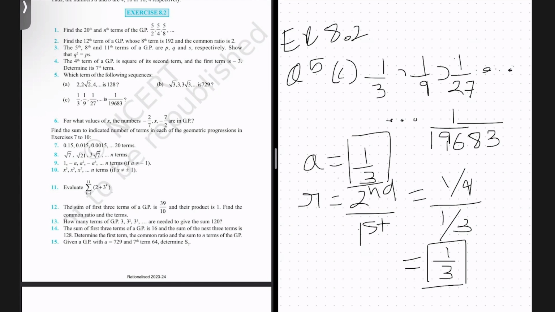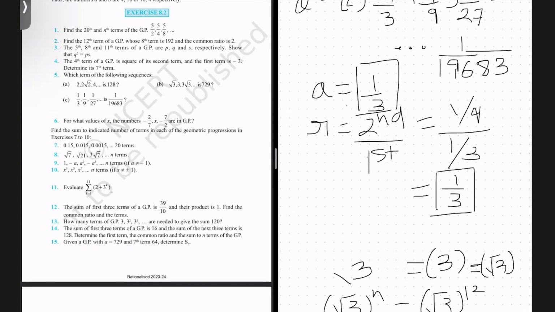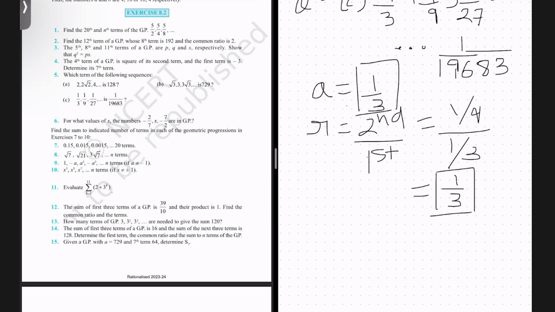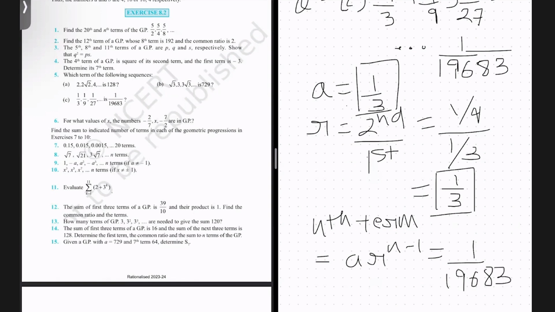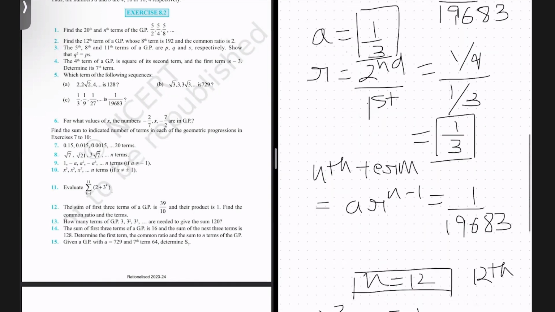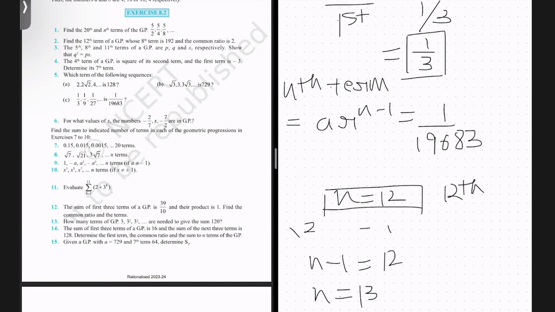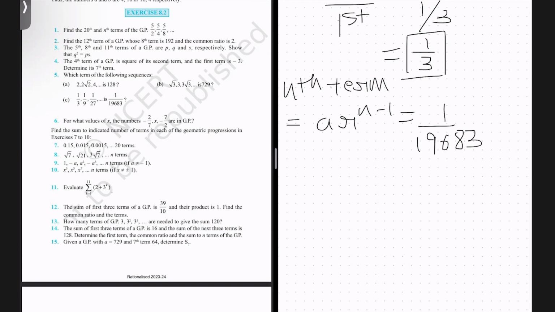Moving on. So the common ratio is 1 by 3, and the first term is also 1 by 3. The nth term of this sequence has been given to us as 1 upon 19683. So solving that, the nth term can be expressed as a r raised to the power n minus 1, and that has been given to us as 1 upon 19683. Correct. Moving on, what do we have then? Let us write what the first term is and the common ratio is, and let us solve accordingly. So the first term we found out is 1 by 3. The common ratio is also 1 by 3, and that is raised to the power n minus 1. Correct.